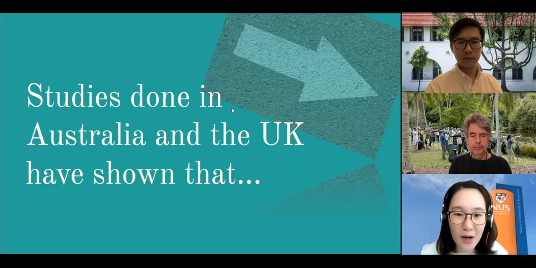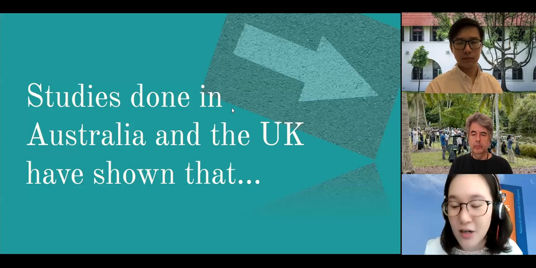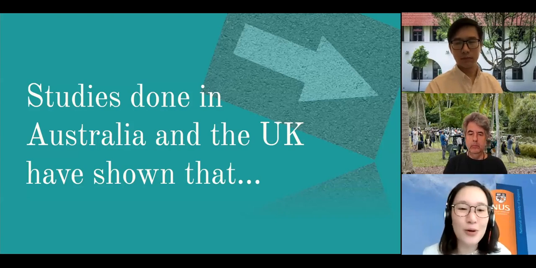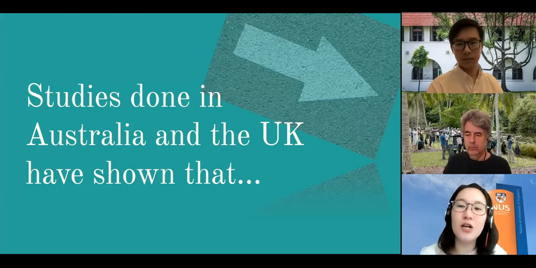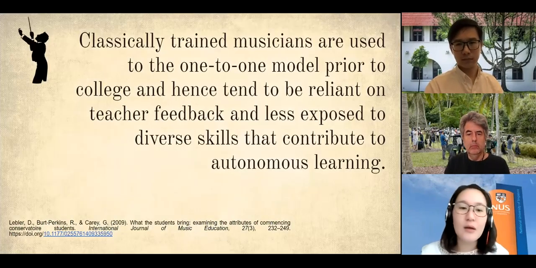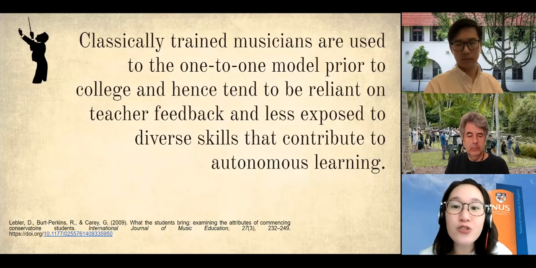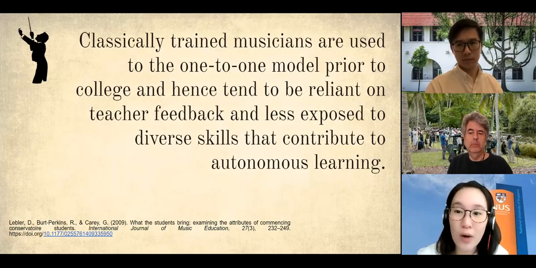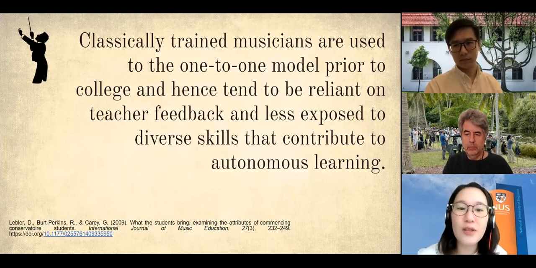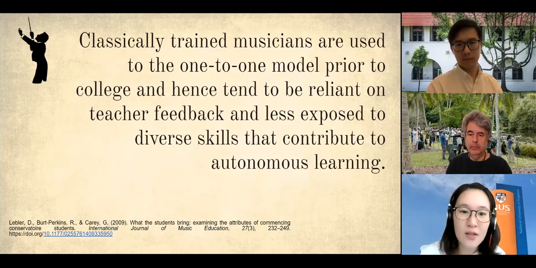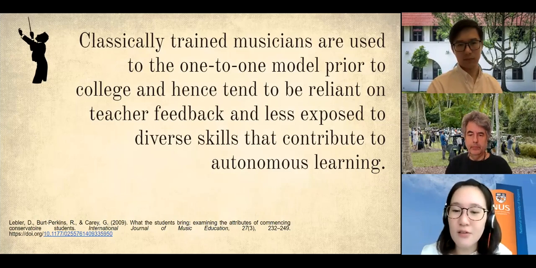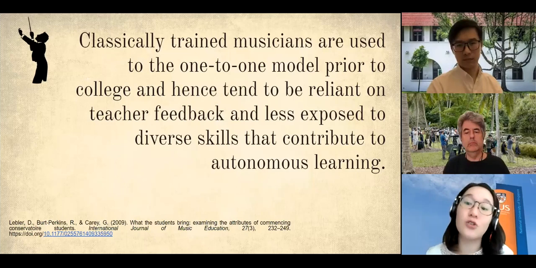Now, before we embarked on our project, we did some literature review, and there were studies done in both Australia and the UK that have shown similar occurrences as well. So it is shown that classically trained musicians are used to the one-to-one model. And therefore, when they come to college, where this model is expanded upon, it finds that students lack the diverse skills that contribute to autonomous learning.